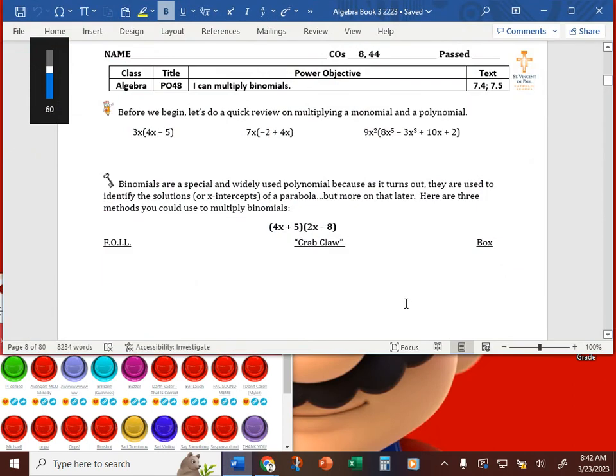We are covering PO48. Quite honestly, one of my favorite objectives of the year, just because, well, you'll see why shortly. But we are multiplying two binomials.